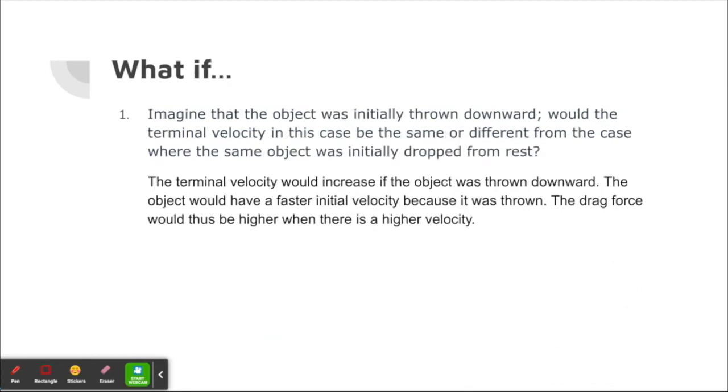And what if? The terminal velocity would increase if the object was thrown downward, simply because the object would have a faster initial velocity because it was thrown. The drag force would thus be higher when there is a higher velocity.